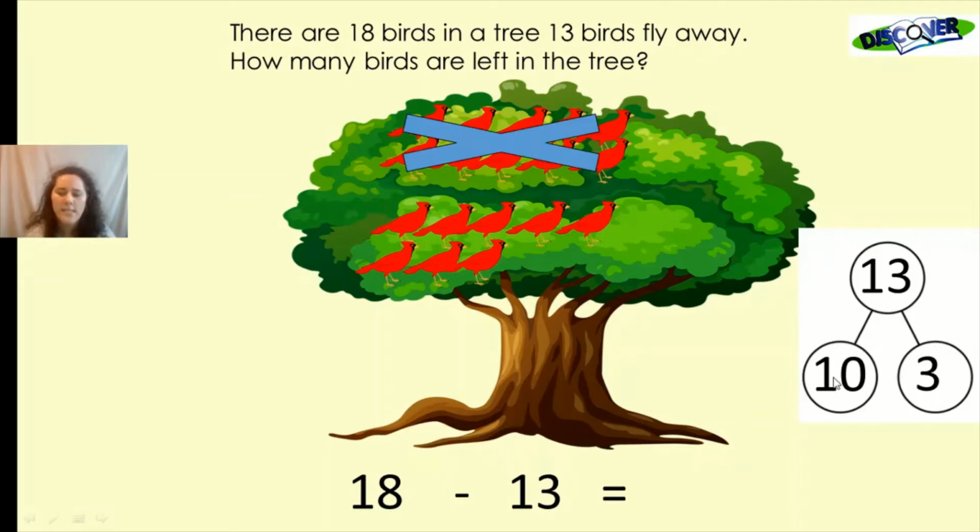So we've taken away 10. Do you know what we have to take away now? That's right, we're going to have to take away this 3 as well. So I'm going to have to take away 3 from my group of 8. You ready? There we go, I've crossed out 3 birds. Now that I've taken away 13, what do I need to do to find the answer? That's right, I need to count how many are left. Can you help me do that? 1, 2, 3, 4, 5. There's 5 left. So my answer must be 5.